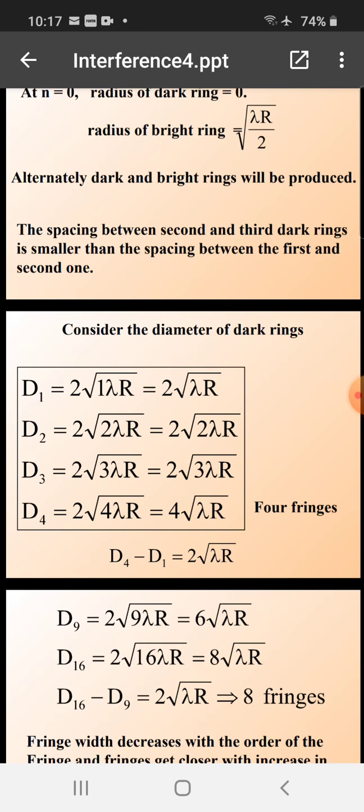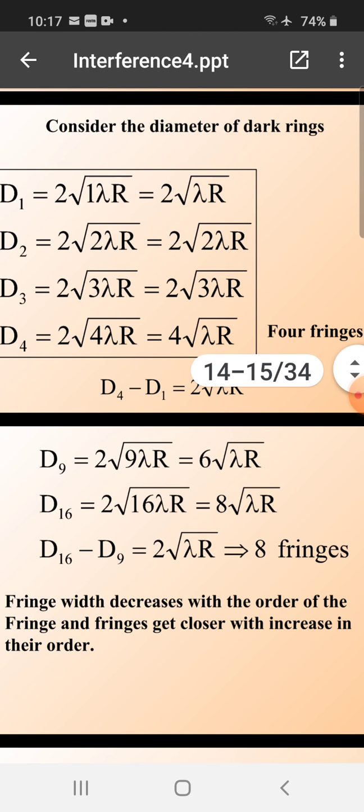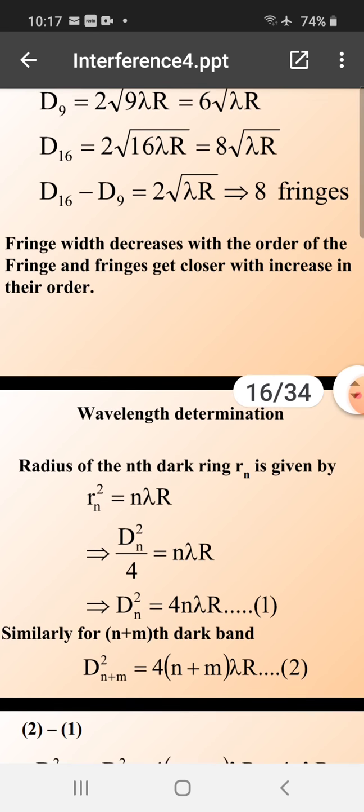fringes. Now, fringe width, this is the most important point. Fringe width decreases with order of the fringe, and fringes get closer with increase in their order. What is fringe width? It is nothing but the distance between the two consecutive bright or dark fringes, right? So that will be decreasing as we go away and away. That means order is increasing and they come very close with each other with the order.